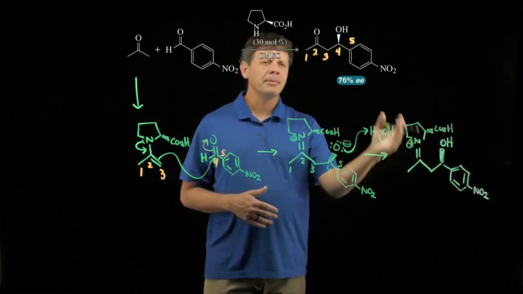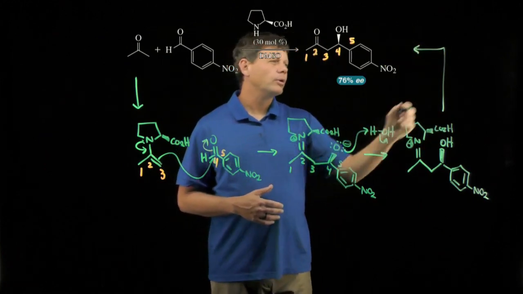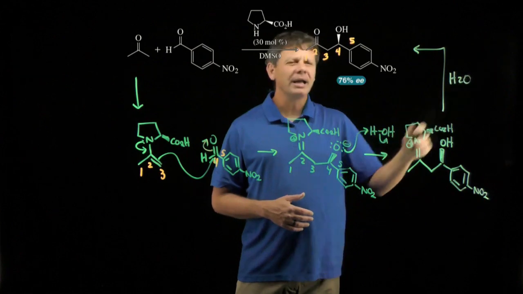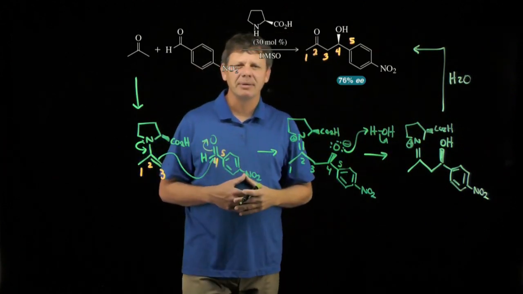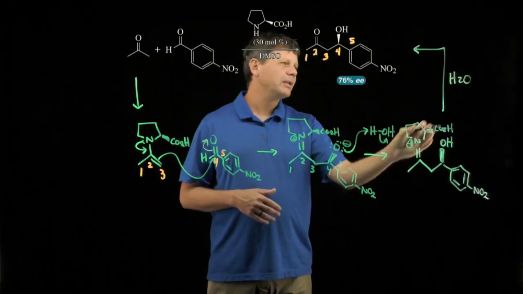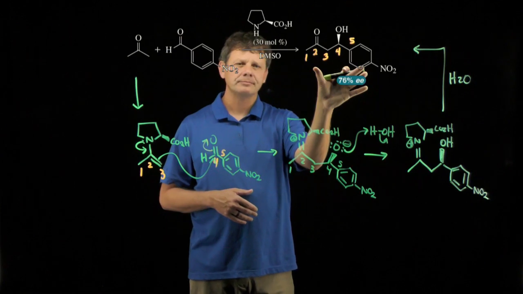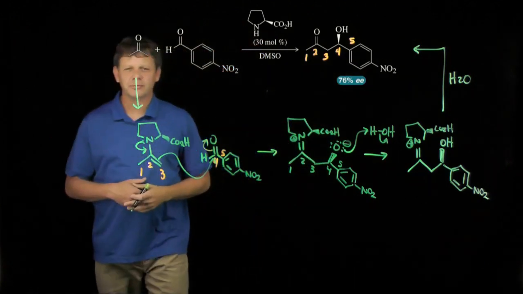Now, this iminium can be hydrolyzed to the ketone using water by a mechanism that, again, is not the main topic of this chapter. So just to keep the video short, we'll just show that this iminium reacts with water to give us the ketone. This is the mechanism of this reaction.